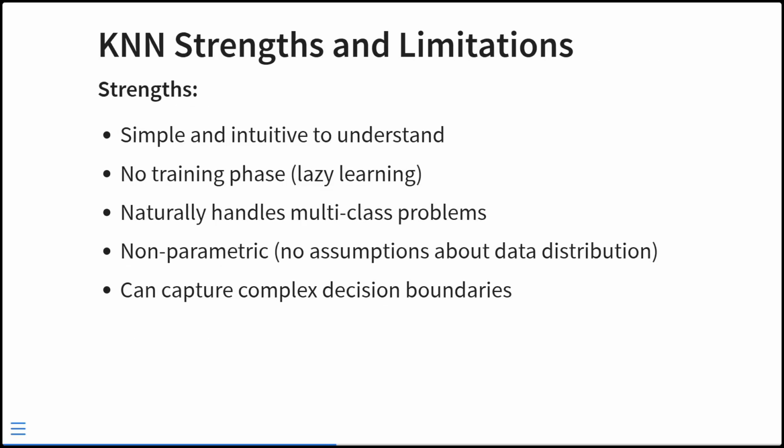So what are the strengths of K nearest neighbor? One of the strengths is that it is simple and intuitive to understand. It requires no training phase, so it is a lazy learning method. You don't need to have a training phase. It naturally handles multi-class problems and is non-parametric, so no assumptions about the data distribution are needed. It can also capture complex decision boundaries.